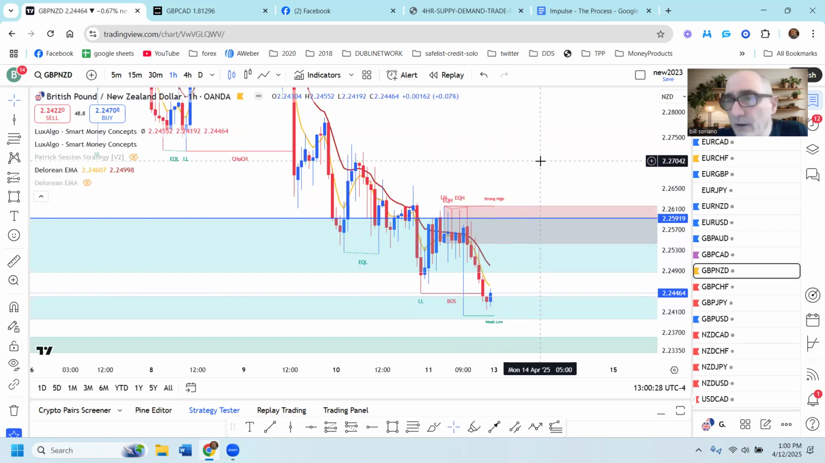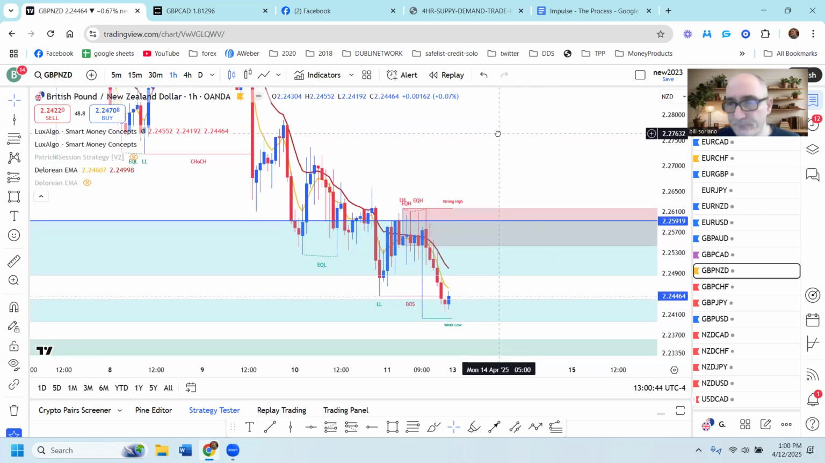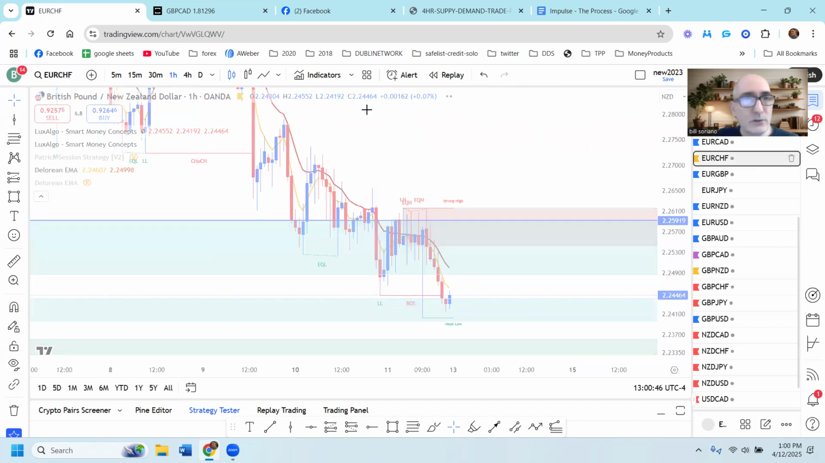When that alert goes off, we could drop down to the 30-minute, check to see if we got a break of structure or change of character on the 30-minute. And if so, then we can go back to the 1 hour, wait for price to pull back, and then we can set our fib to start to look for a trade opportunity. Right? Now, another pair was EUR-CHF.